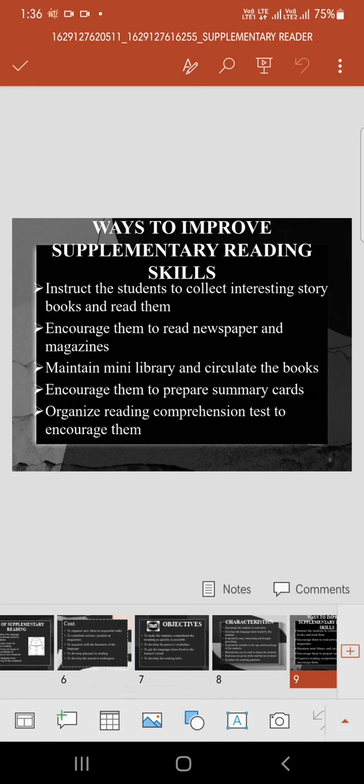Then, ways to improve supplementary reading skill. Encourage them to read newspapers and magazines, and instruct the students to collect interesting stories and books and to read them. Maintain a mini library and circulate the books. Encourage them to prepare summary cards.